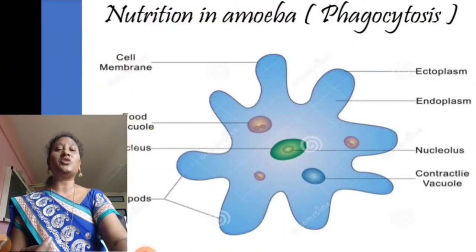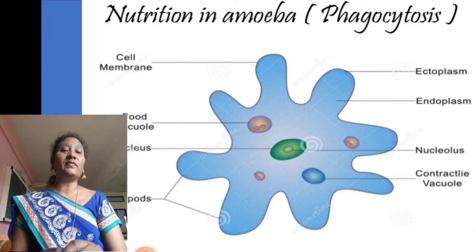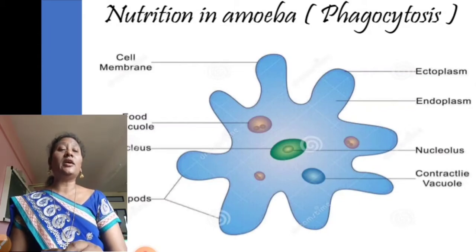You can observe the picture here, amoeba. You can see the green structure is a nucleus and the brown structure is a vacuole. And the blue colored finger-like projections are called pseudopodia. The pseudopodia collect the food substances. You can see the picture, contractile vacuoles.